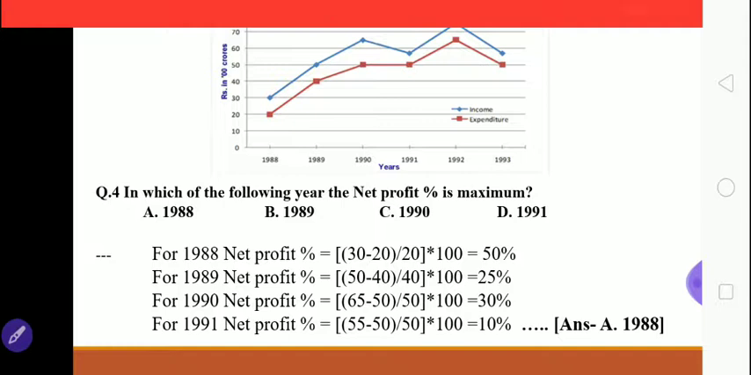Therefore, you can see that the first ratio will always be maximum. So it is asked in which of the following years the net profit percentage is maximum. You get 1988. So in 1988 that percentage will be maximum. No need to find the exact value of that percentage, just check the ratio of these values. Whose ratio is maximum, the percentage will also be maximum.